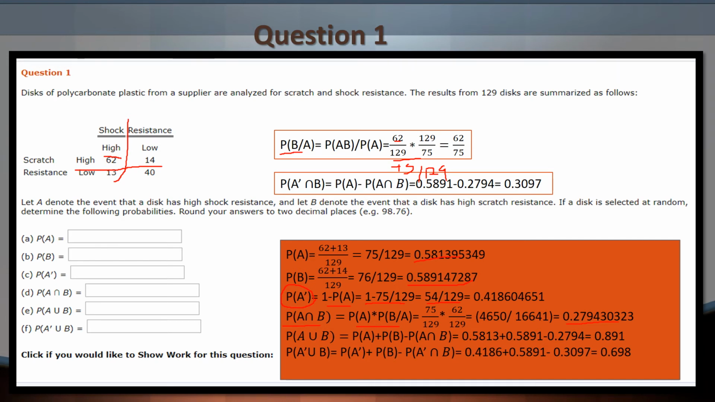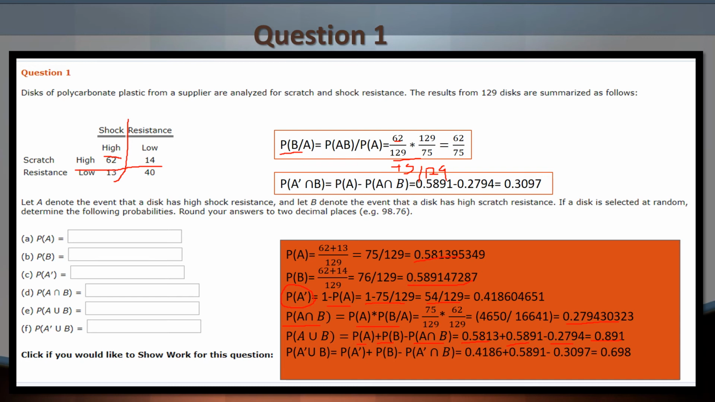Now P of A union B. Using the basic addition theorem, P of A union B equals P of A plus P of B minus P of A intersection B. P of A we have already calculated, P of B we have already calculated, and this will become the answer. Now always remember one thing, none of these values should exceed 1, as probability can never be more than 1. If you are getting an answer more than 1, you are making a mistake. Just check yourself.